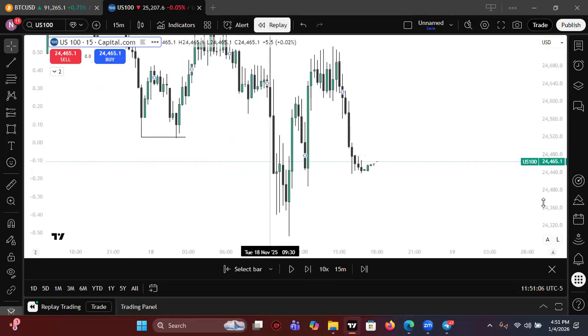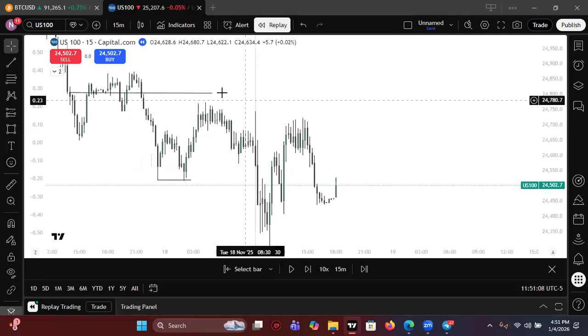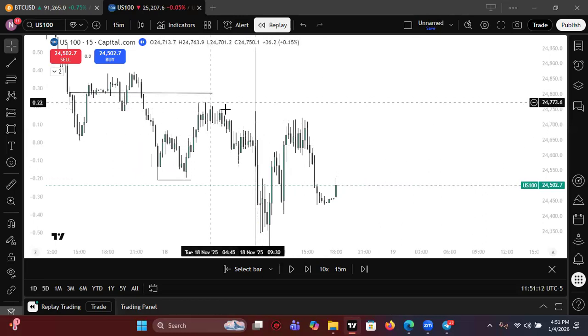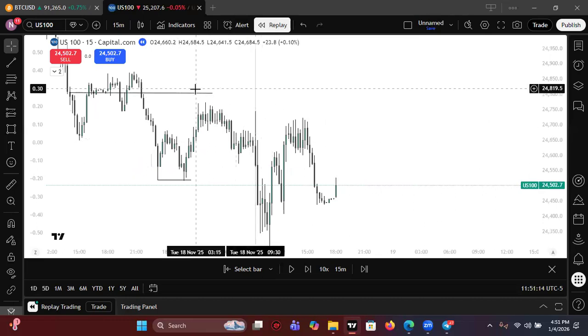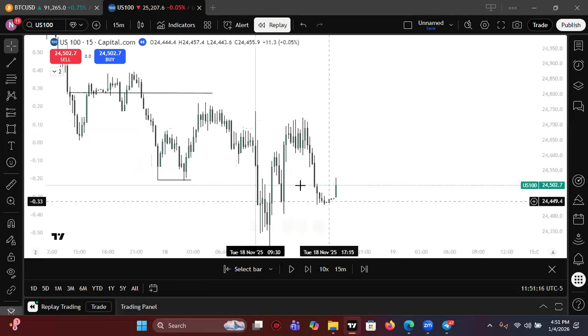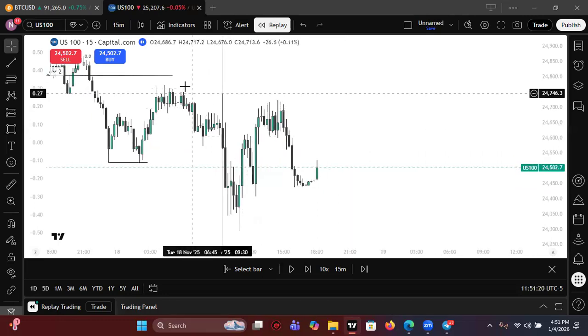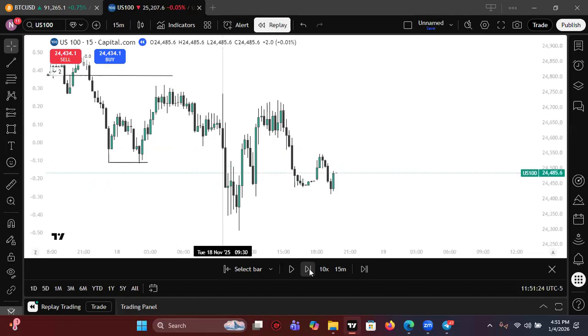Sometimes there might be SMT, right? Mostly you should always look for SMT. When there is SMT on its correlated pair, then you shouldn't expect price to go there, right? So let's just wait and see. We might then look for SMT.